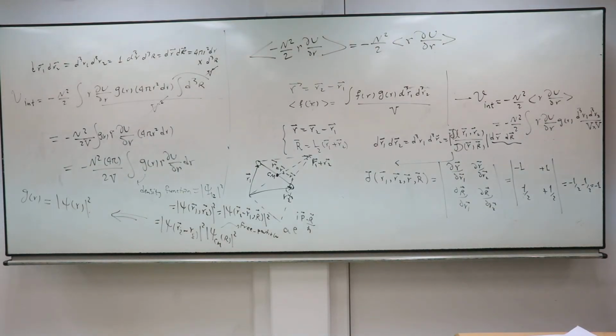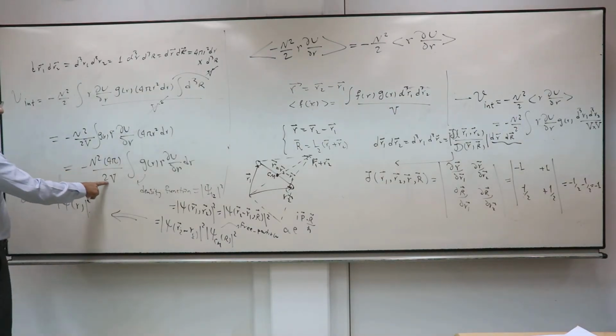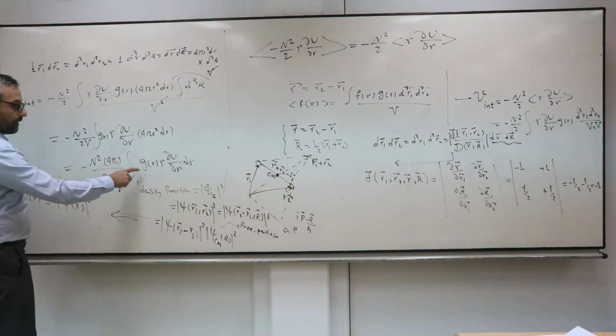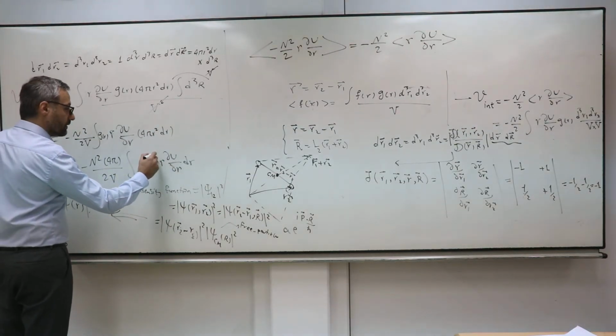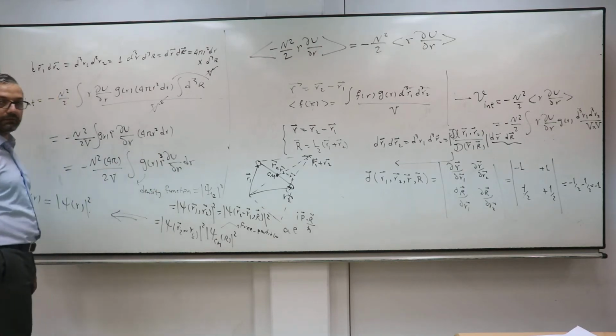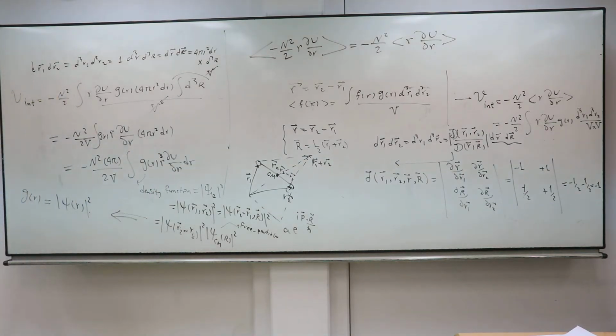Doctor, isn't it r cubed inside the integral? Where? g(r) r cubed, because you have 4 pi r squared and r du over dr. Yes, 4 pi is here with n squared and 2 is here. g(r) is here, r du over dr. You have one r squared. Yes, you're right. Thank you. It's r cubed.